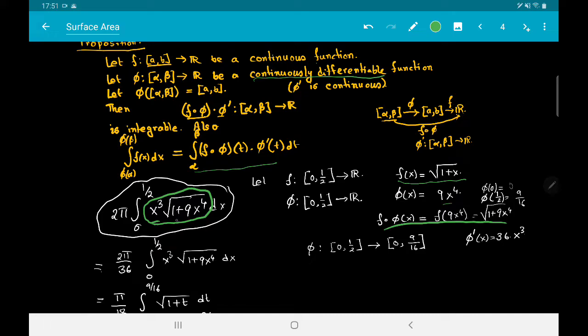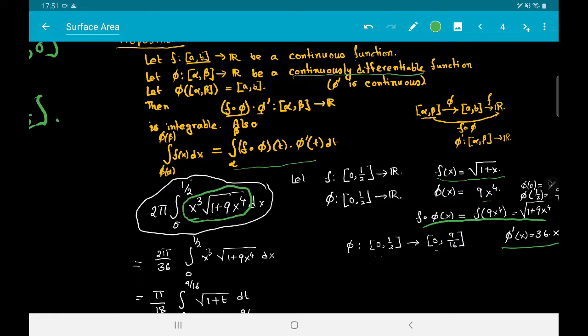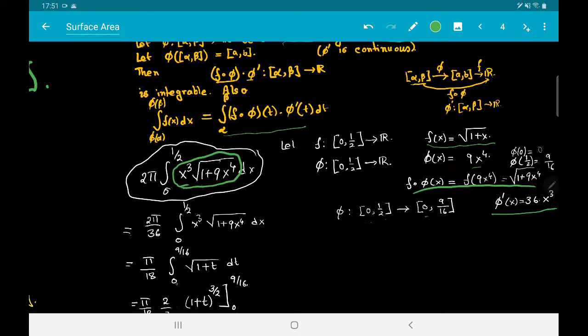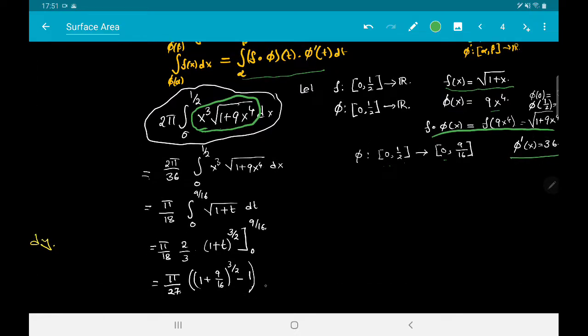This is exactly the expression under the square root. What is phi prime x? Phi prime x is 36x cubed. You know how to derive this. So phi is a function from 0 to half to 0 to 9/16. The interval from 0 to half is going to be changed to 0 to 9/16. And now if you do all the calculations correctly, you will come to this formula.